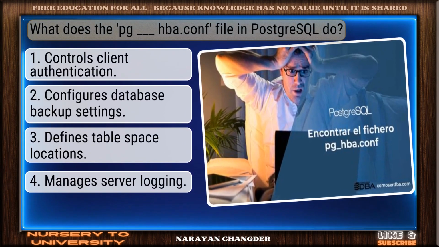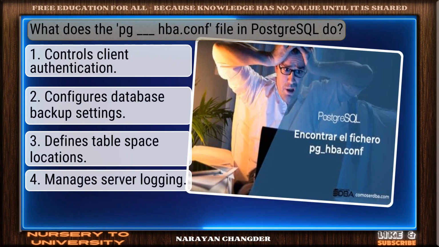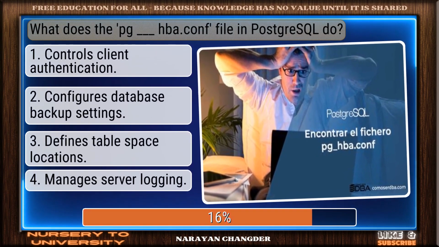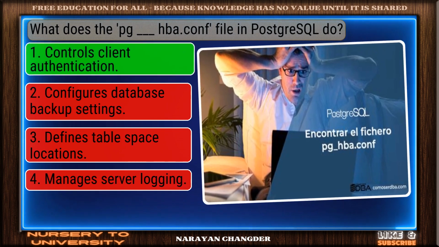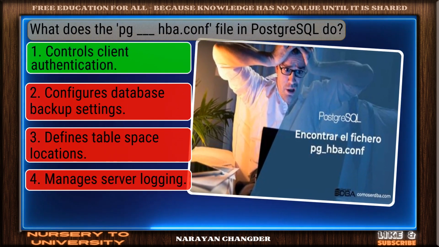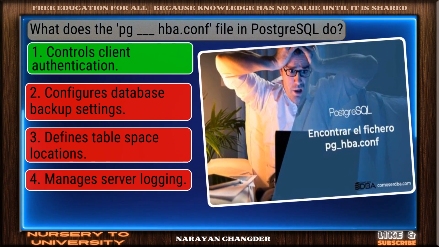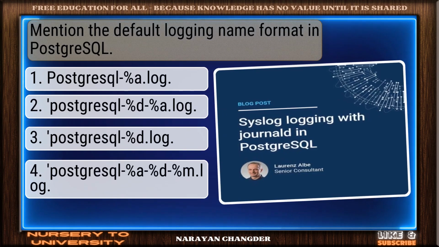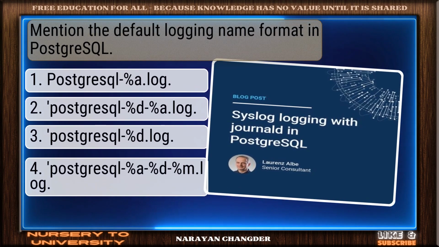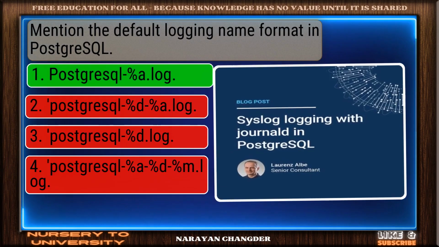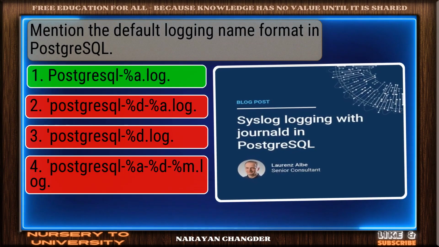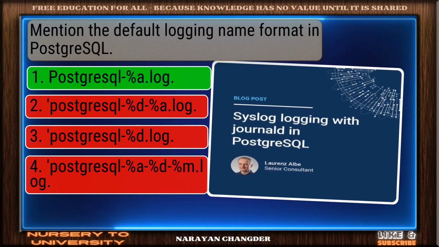Question number 57. What does the pg_hba.conf file in PostgreSQL do? Exactly. Controls client authentication makes sense and it is the right choice. Question number 58. Mention the default logging name format in PostgreSQL. Great thinking. postgresql-%a.log is the right choice.